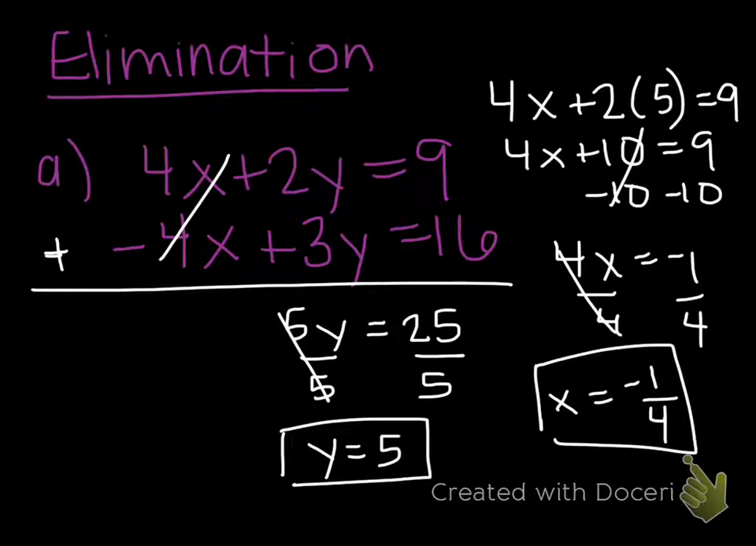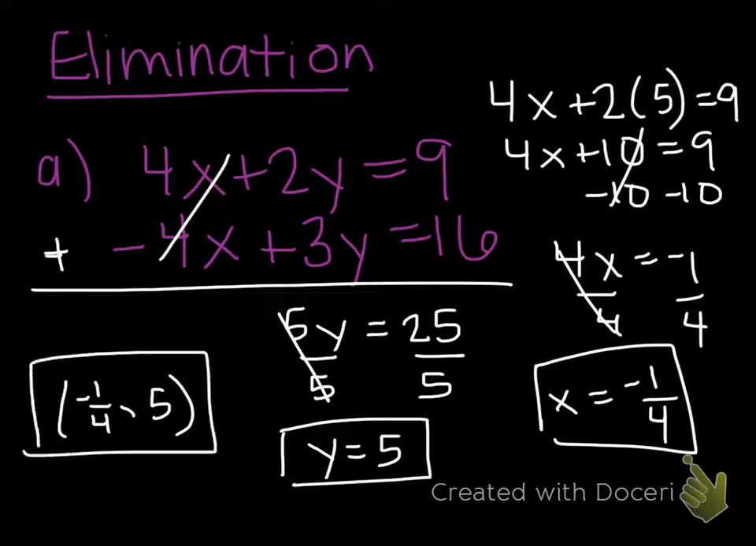If I wanted to tie this into yesterday with graphing, if I wrote it as a coordinate pair, it would be negative 1/4, comma 5. So the reason graphing isn't always the best method is here, notice that the intersection would be happening at a decimal, and that is not ideal for graphing.